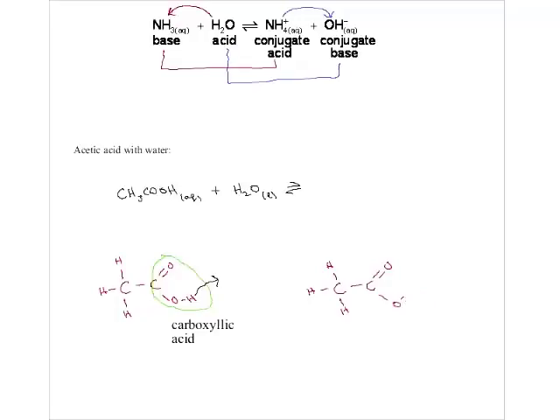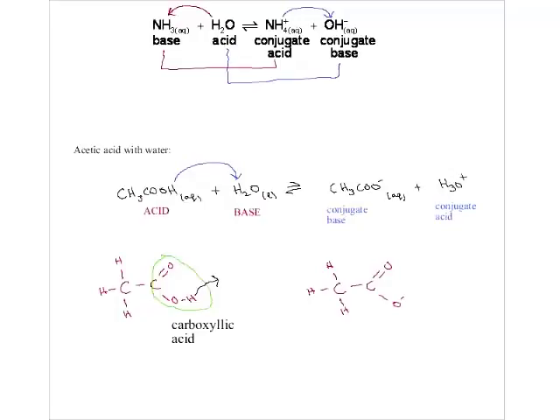So what's happening now is that that hydrogen gets donated to the water. So in this sense, the carboxylic acid is acting as an acid. The water is acting as the base because it accepts the hydrogen. It's gaining the hydrogen. And what we see on the other side, of course, is going to be the acetate ion and H3O+. And there we go.